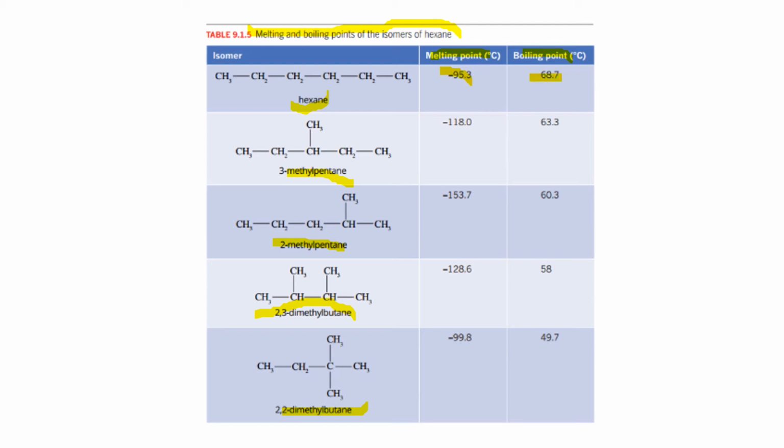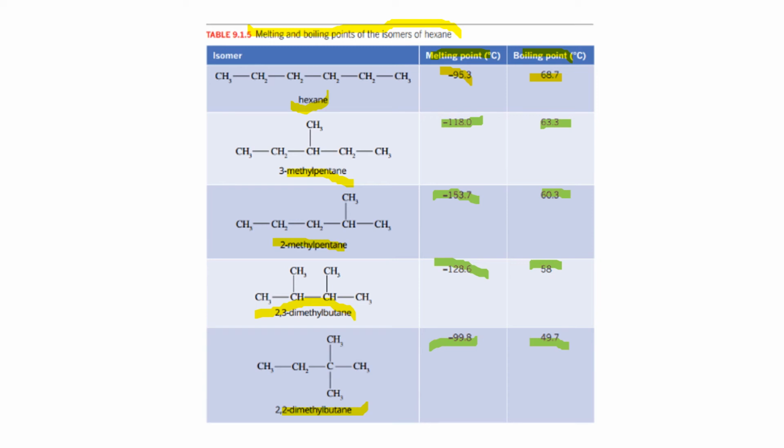If you look at other structures like 3-methylpentane, its melting point and boiling point are lower. 2-methylpentane, melting and boiling points are lower than hexane once again. 2,3-dimethylbutane, the melting and boiling point is lower than hexane, and if you have 2,2-dimethylbutane, the melting and boiling point will also be lower than the one that we have for hexane. So the general idea is that the more branching that occurs, the lower the melting and boiling point, because that structure becomes more compact.